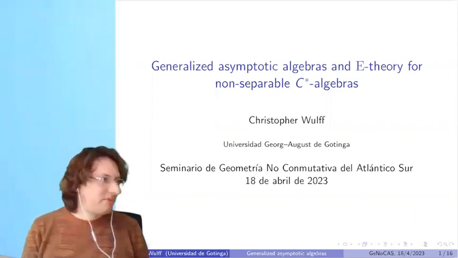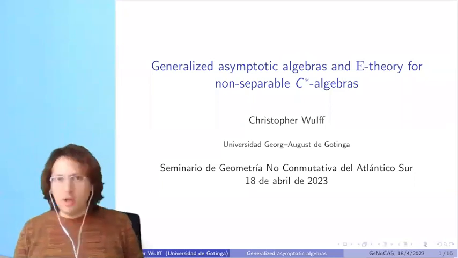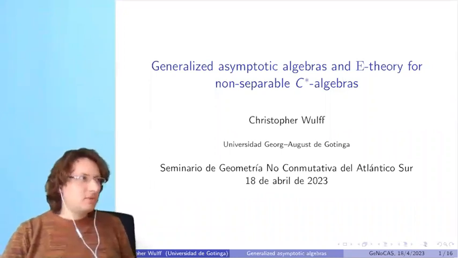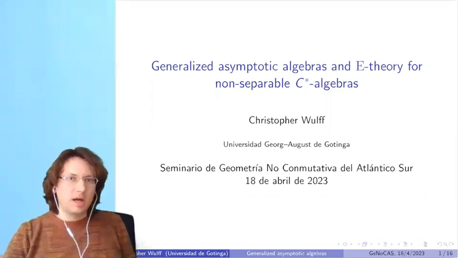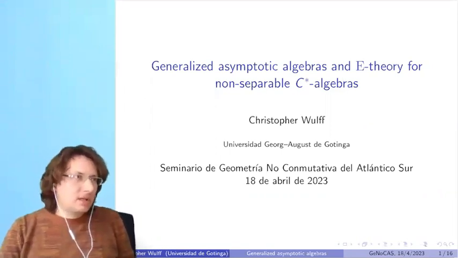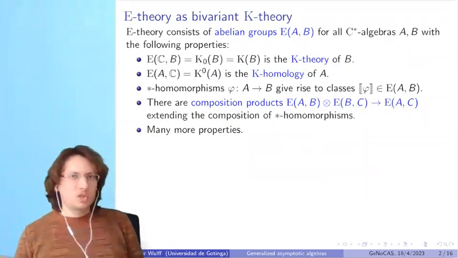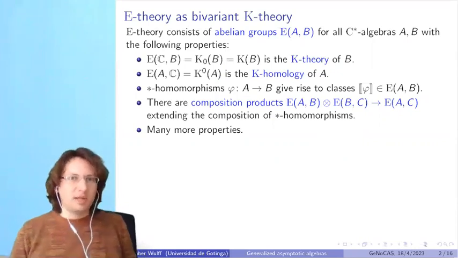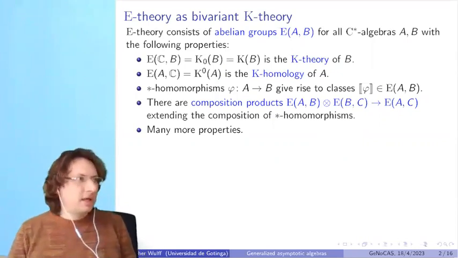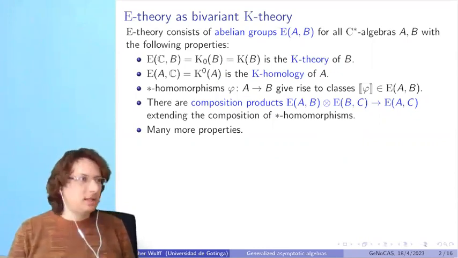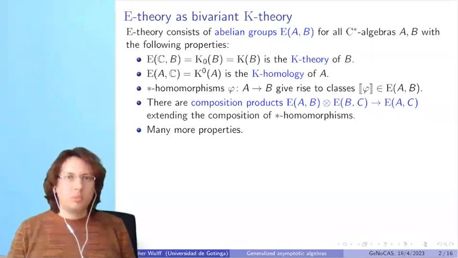So I will present my latest work about generalized asymptotic algebras and how to define E-theory correctly for a non-separable C-star algebra. And to get started, I should probably summarize what E-theory is. E-theory is a type of bivariant K-theory, and I don't know if everyone in the audience has worked with bivariant K-theory yet. So let me summarize the most important properties.